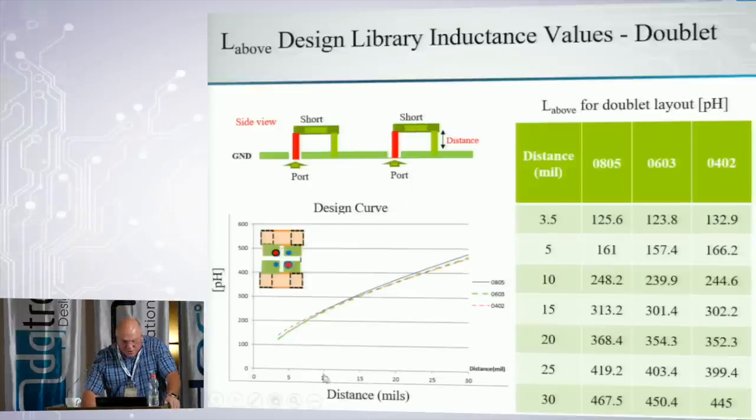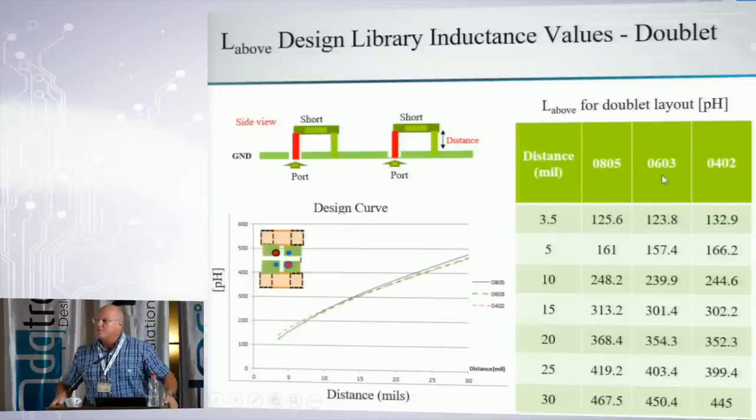So as a function of this distance, for 0805, 0603, 0402, we give the curve, but also the inductance values, so you don't have to try to pull it off the curve. As the thickness of the board above the topmost ground plane gets thicker, for my package size, I just pull off that inductance. Now, what to do about my part?